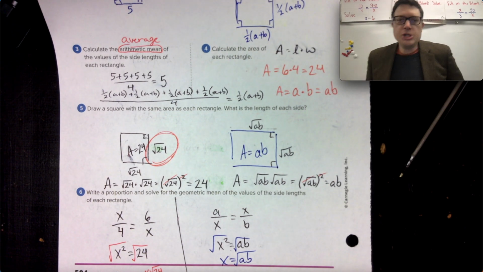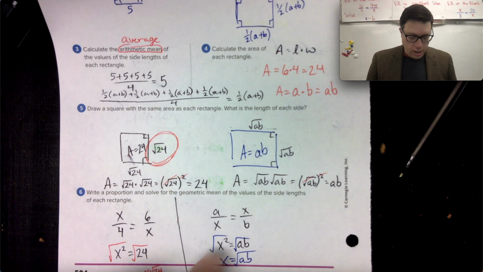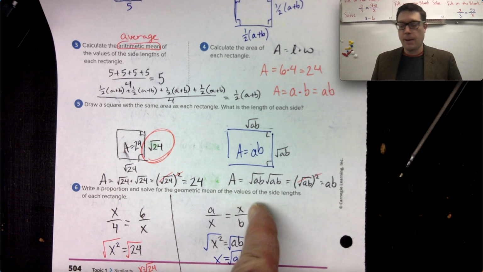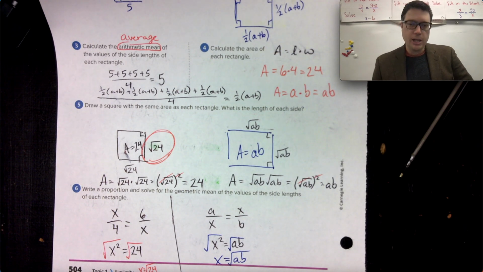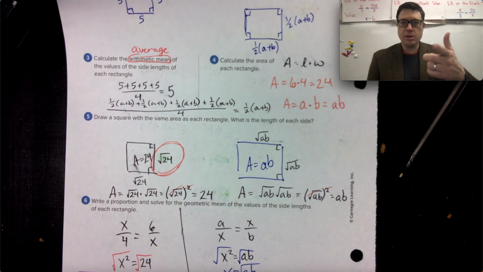Geometric mean. In geometric mean, you're looking at the proportions where on one proportion, our unknown or our geometric mean is on the bottom and our geometric mean is on the top. And then together, they combine to create some like side of a square geometric mean.